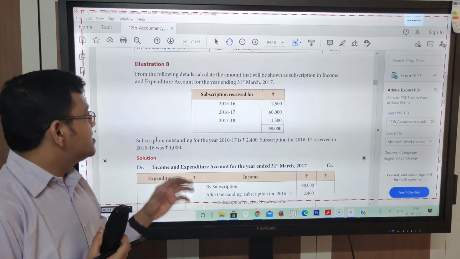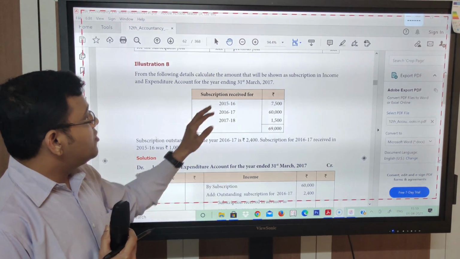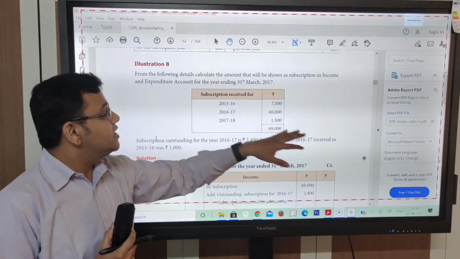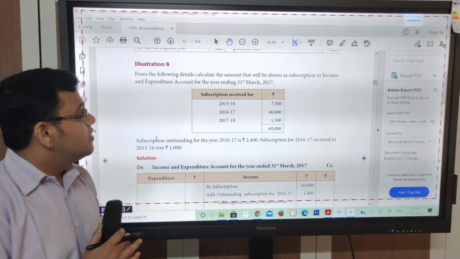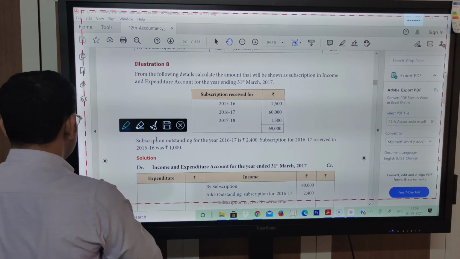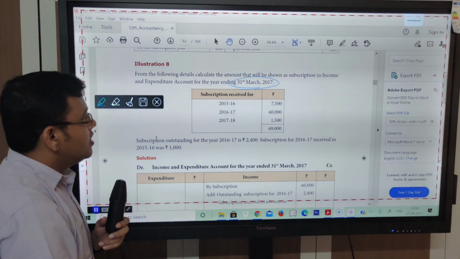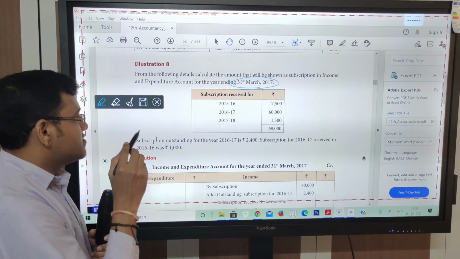So let's get into illustration 8. Here we are asked to calculate the amount that is to be shown as subscription in the income and expenditure account. For which year? For 31st March. So very important, if you miss out on finding for which year, then you will end up with a wrong answer, because this is for 31st March 2017.